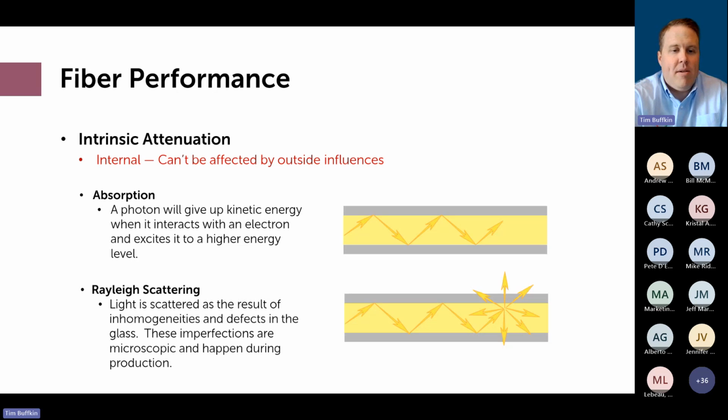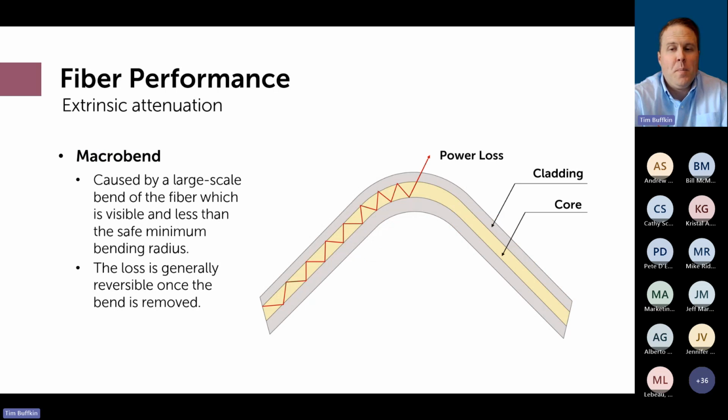Now, Rayleigh scattering is what happens when light is scattered as the result of defects in the glass. These imperfections are microscopic and happen during production. Basically think of this as a flashlight or even a laser hitting a disco ball, right? It hits that little imperfection in the glass, and then all of a sudden the light spreads out everywhere, just like hitting a disco ball spinning around a room. So those are two for intrinsic attenuation.